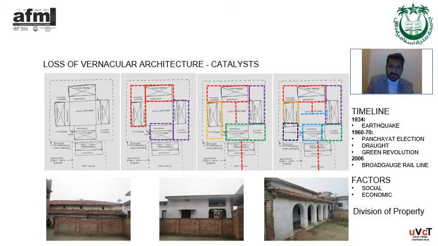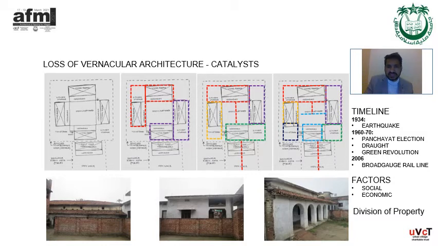Loss of vernacular architecture. Here we will talk about some events that acted as a catalyst and changed the vernacular architecture of the village. The first one was the 1934 India-Nepal earthquake, which was so devastating that it destroyed some of the houses, and most of the houses developed cracks on the walls.